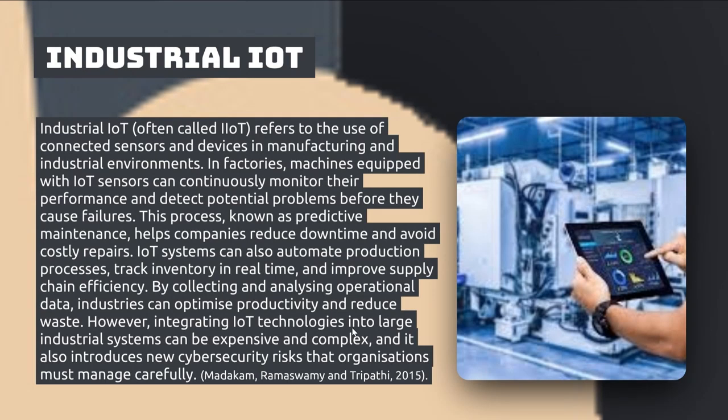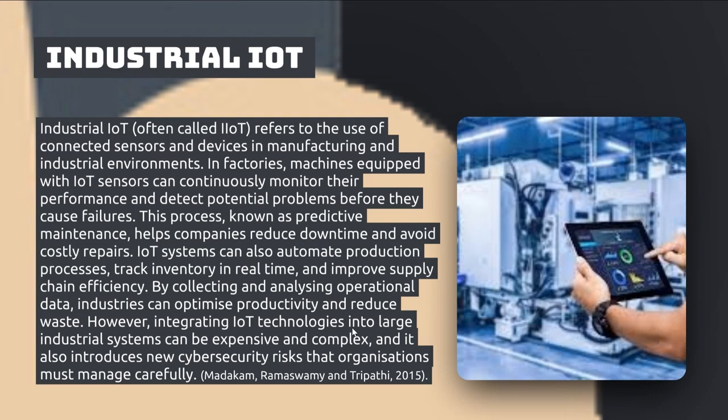Then we have industrial IoT. Industrial IoT refers to the use of connected sensors and devices within manufacturing and industrial environments. These technologies allow companies to monitor machines, predict equipment failures, and optimize production processes.